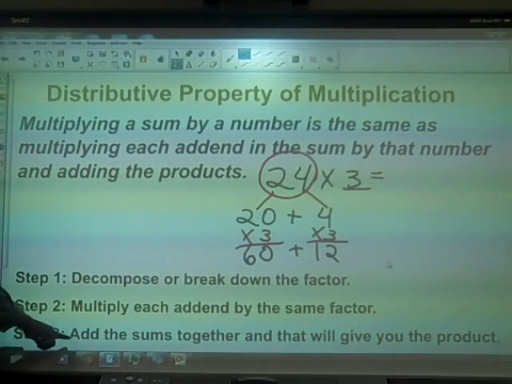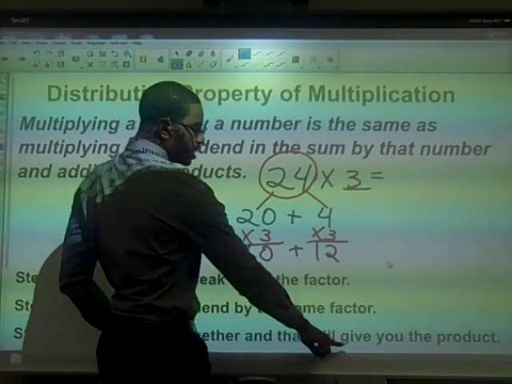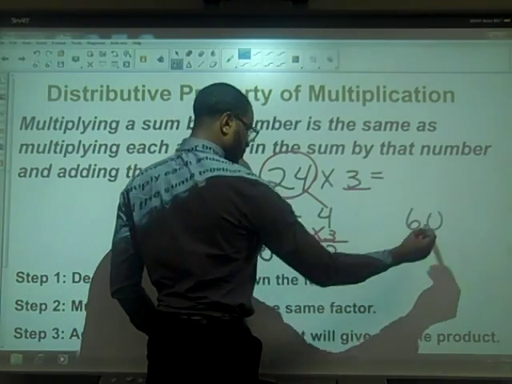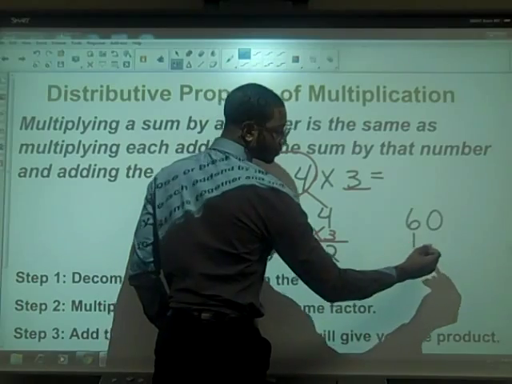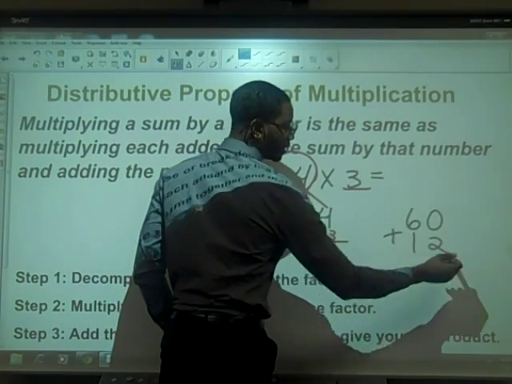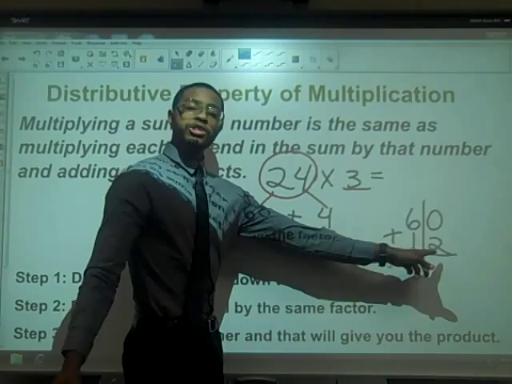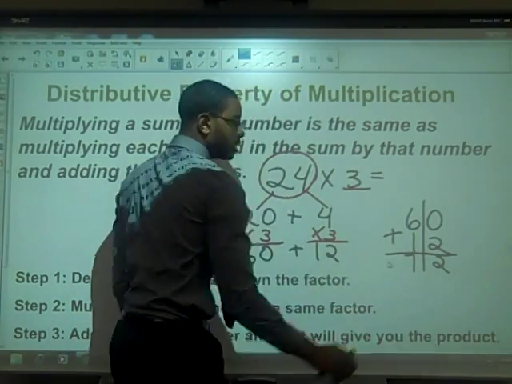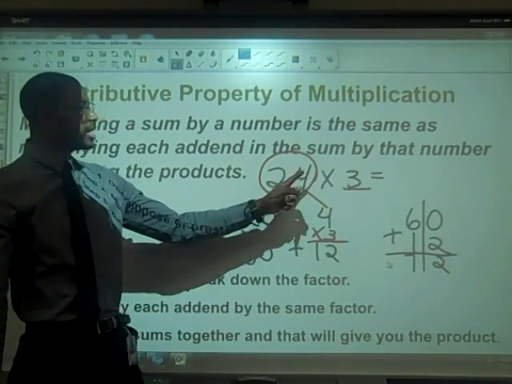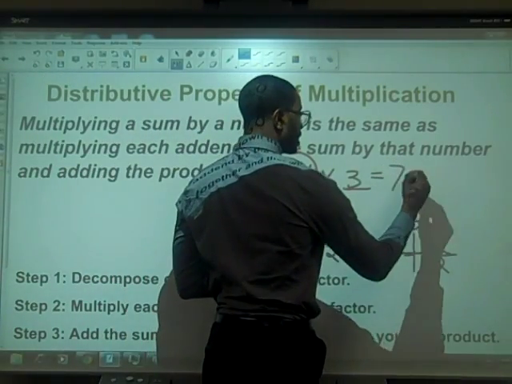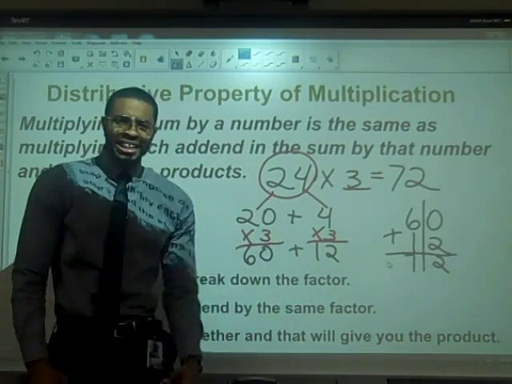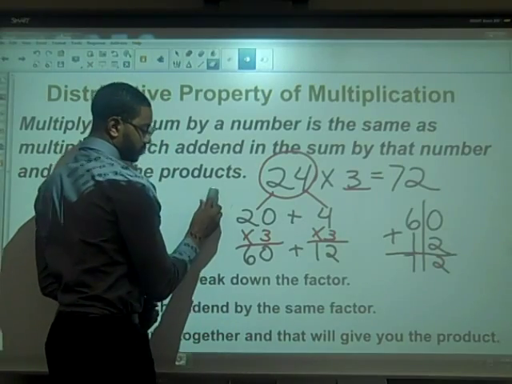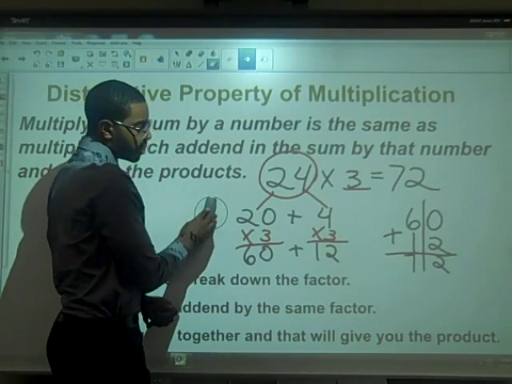Step 3, add the sums together and that will give you the product. I have 60 plus 12. 2 plus 0 is 2. 6 plus 1 is 7. So therefore, 24 times 3, the product is 72. This is so simple. You can do it. It is so easy. Let's try another example.